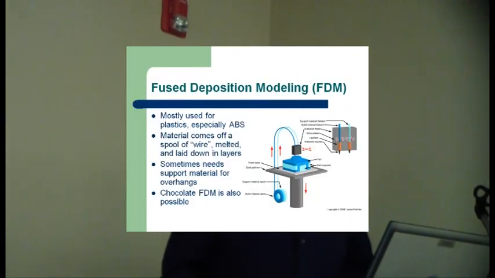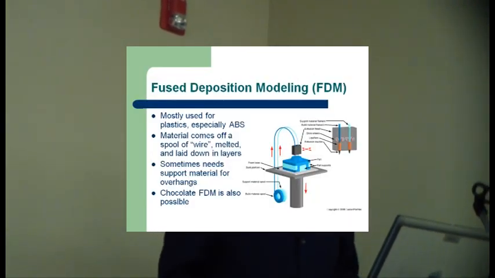Okay, fused deposition modeling, FDM. This is mostly used for plastics, especially ABS plastic, which is by far the most common for FDM. And you get the raw material in what looks like a spool of wire, except it's plastic. And the wire goes into the machine where it gets melted down and extruded in a very thin bead. It starts off on a platform, and that platform will drop with each successive layer, and the head goes back and traces the next one.